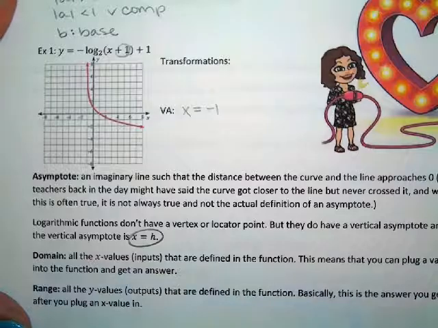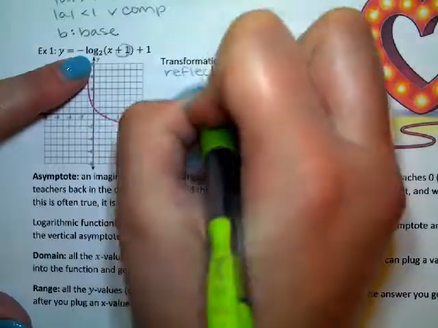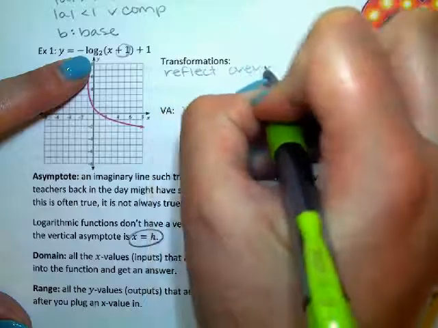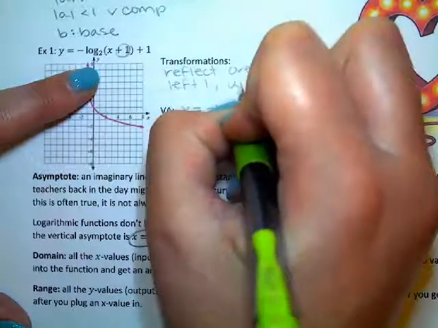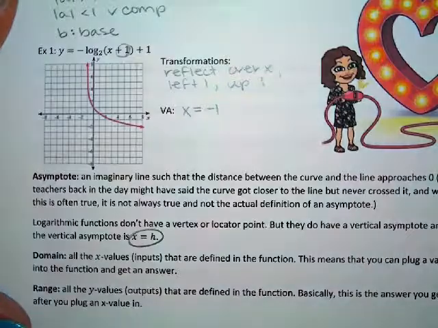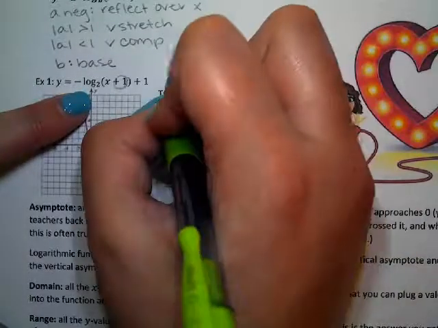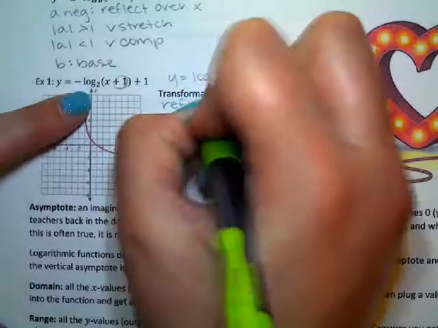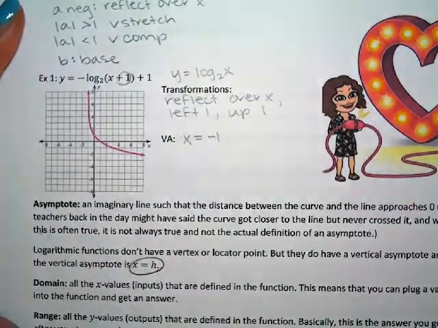And then for our transformations, we've got reflect over x, left 1, up 1. And if we wanted to know what the parent function was for this example problem, we would say the parent function was log base 2 of x, and that would be the log graph with no transformations applied.